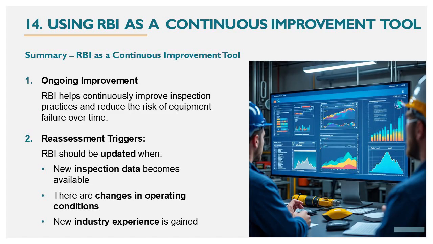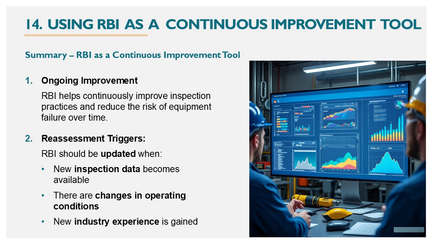Agenda number 14 is using RBI as a continuous improvement tool. RBI should evolve with your organization. We'll show how it can be used to drive continuous improvement in inspection strategies and asset management. Summary of RBI as a continuous improvement tool. Number 1 is ongoing improvement. RBI helps continuously improve inspection practices and reduce the risk of equipment failure over time.